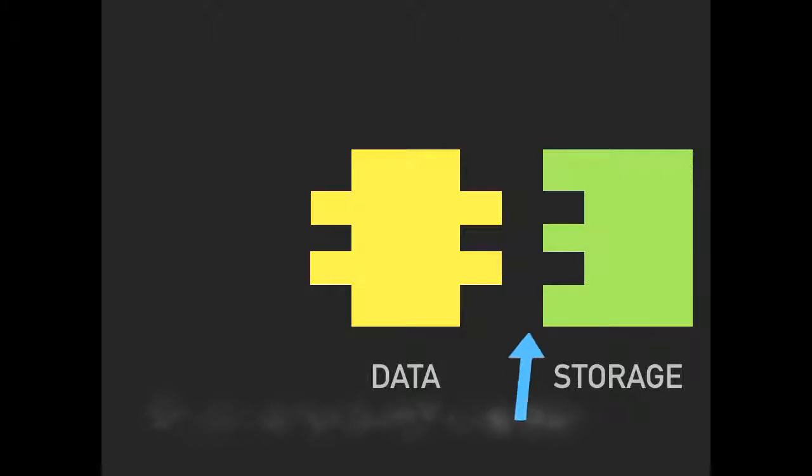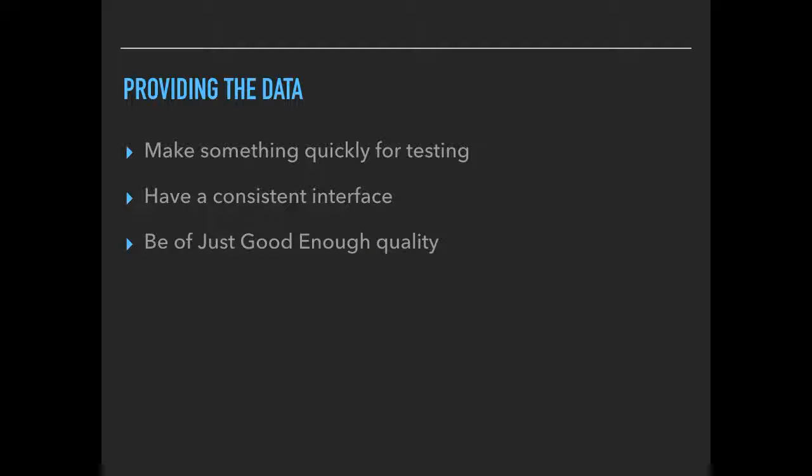So first I'll talk about building and testing this boundary here. And this is all about providing the data to the view. So I need to just make something that provides me the data. I've got to just write this quickly for testing, but it should have a consistent interface. And it needs to just be of good enough quality to do whatever I need to do at this stage.